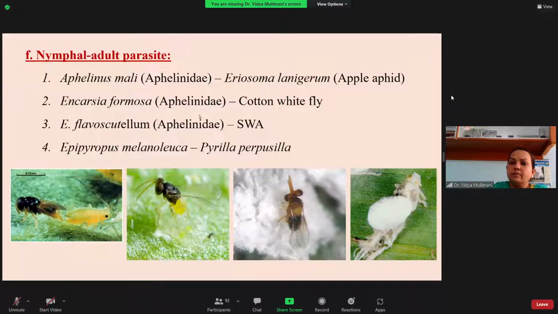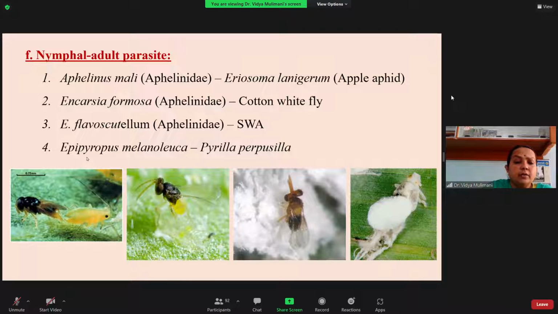The members of the Aphelinidae mainly attack sucking insects. Eriosoma lanigerum is a woolly aphid. Encarsia formosa attacks the cotton whitefly. It is a common example you have to remember. And here it is Encarsia flavoscutellum. It is attacking the nymphal adult stage of the sugarcane woolly aphid. SWA is the sugarcane woolly aphid.